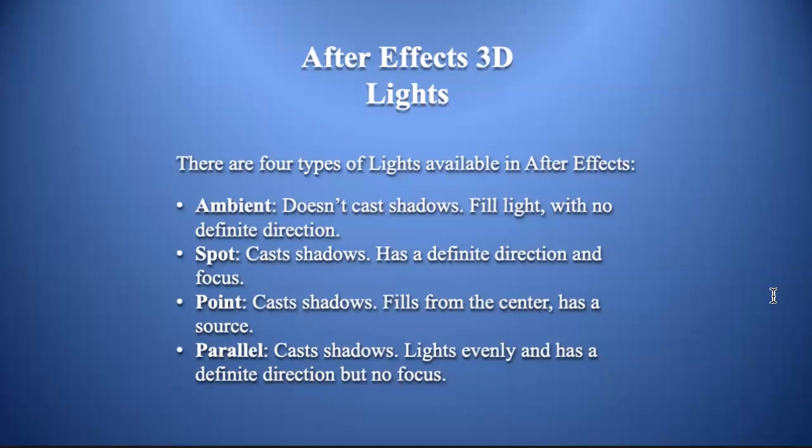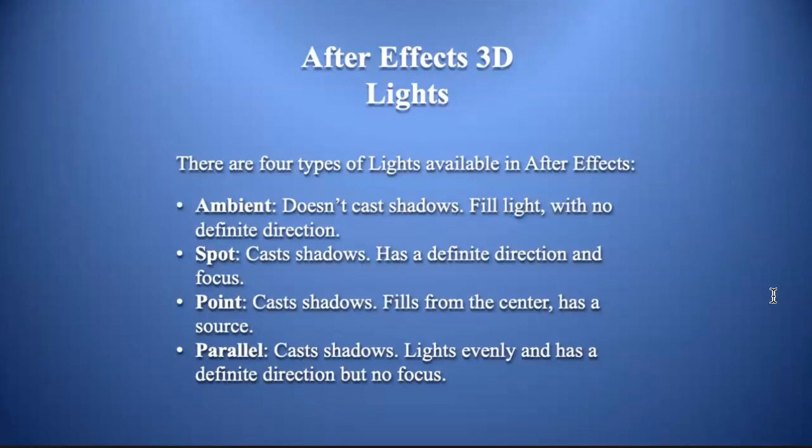A point light casts shadows, and it fills from the center, and it has a source. The direction is everywhere away from the source, both in front of you and behind you. It fills out. So it's not like the ambient light because it casts shadows and it comes from one particular spot. But in a sense, it is more like an ambient light than a spotlight, because you can't focus it on one thing because it's not pointing at it. It's just spreading out from a center.